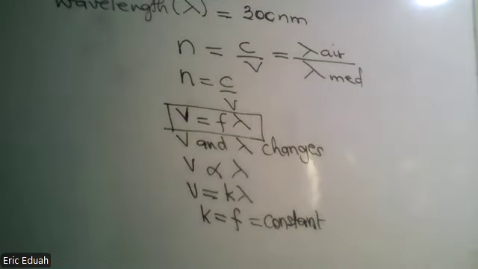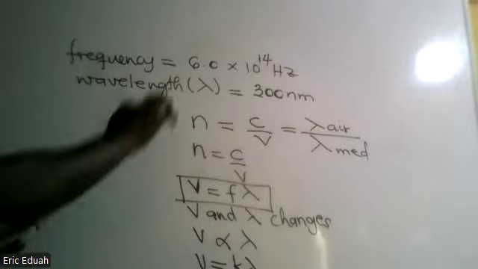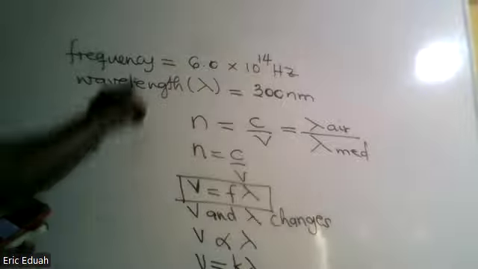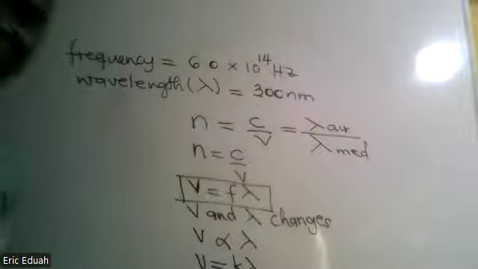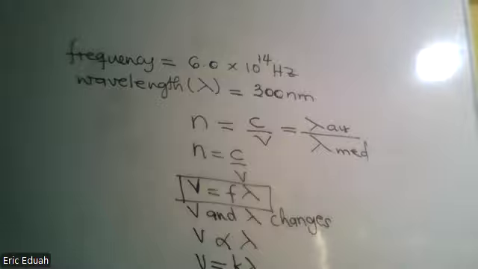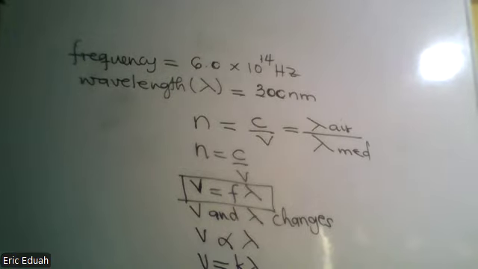Okay, so we are told that the light has a frequency of 6.0 times 10 to the power 14. It means that this frequency of light is the same from air into the medium because frequency is constant, does not change. Class, is that okay? So you must understand that.